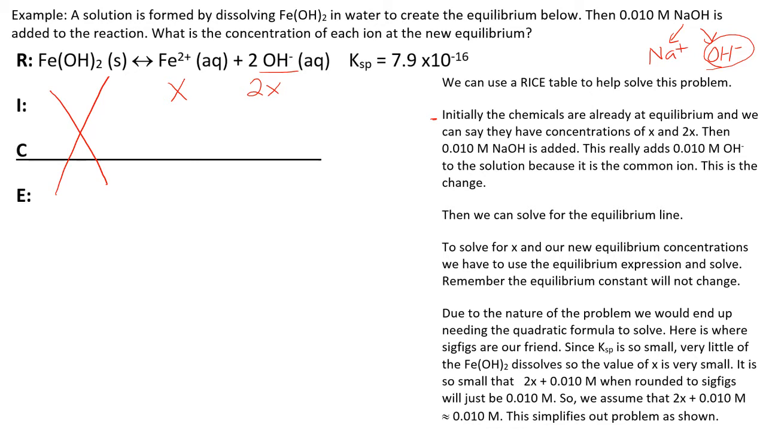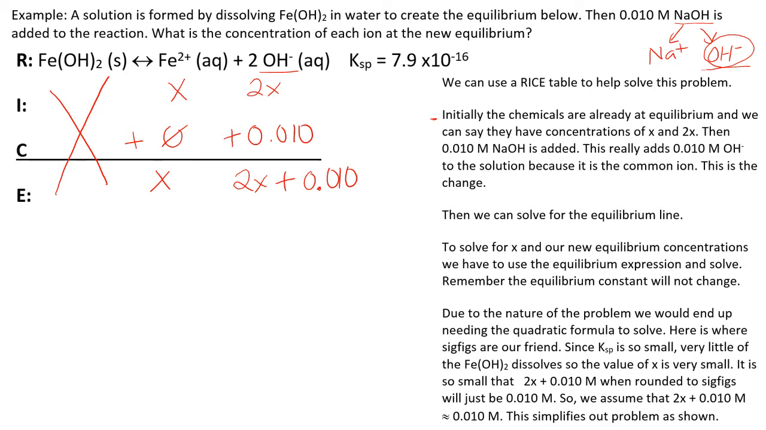And then our change in equilibrium is caused by adding the sodium hydroxide. Now the hydroxide is the key part. Since for every 1 sodium hydroxide, we have a 1 hydroxide ion, it would have the same concentration. So what we're adding is 0.010 molar hydroxide ion to the reaction. We're not adding any iron to the reaction. So at equilibrium, we have X amount of iron, and we have 2X plus 0.010 hydroxide. So that gives us our equilibrium.